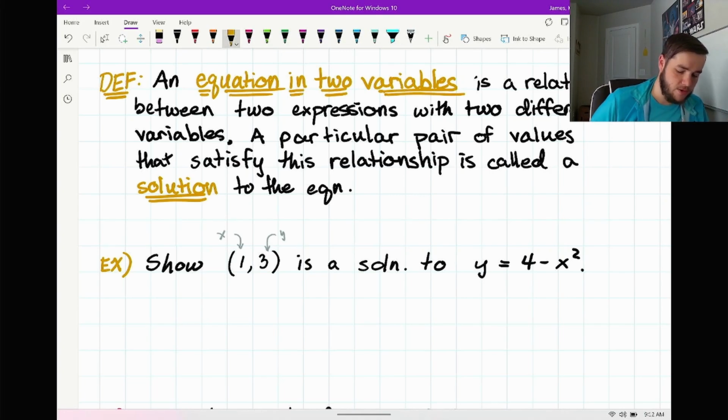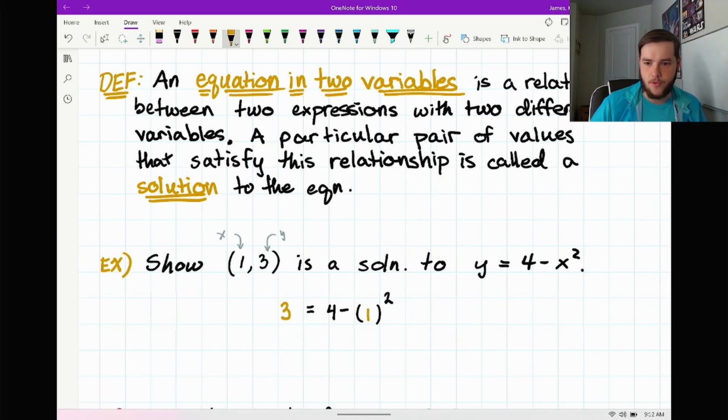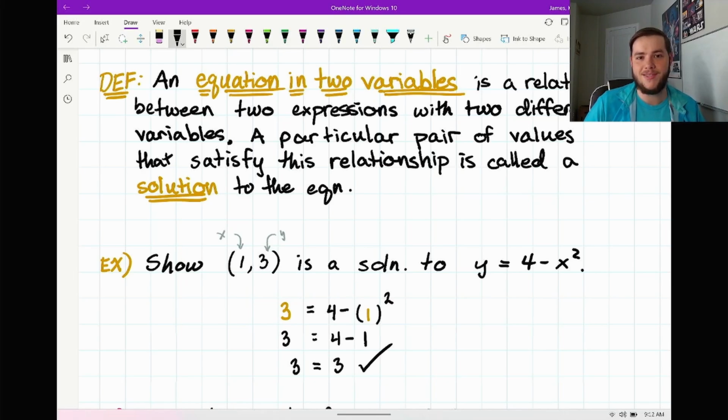On the right side of the equation, that's a little bit more complicated. I've got 4 minus x, which happens to be 1 for this point, squared. And on the left-hand side, it's pretty straightforward. Just y, or 3. Simplifying that right-hand side, I get 4 minus 1, and sure enough, 3 does equal 3. So (1, 3) is a solution to this equation.